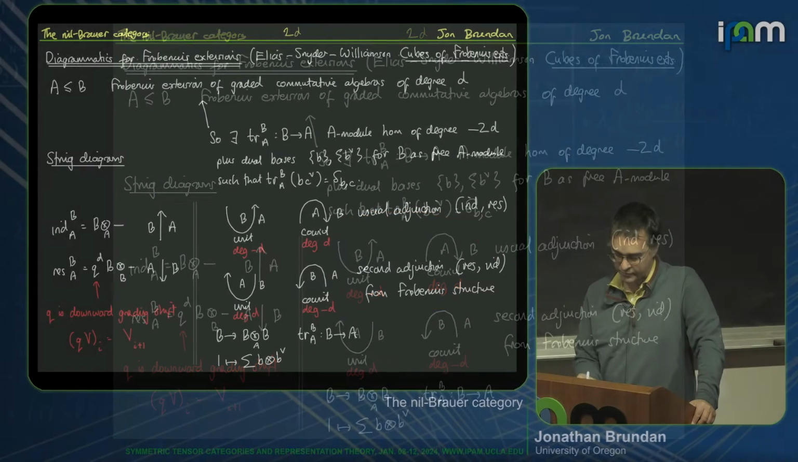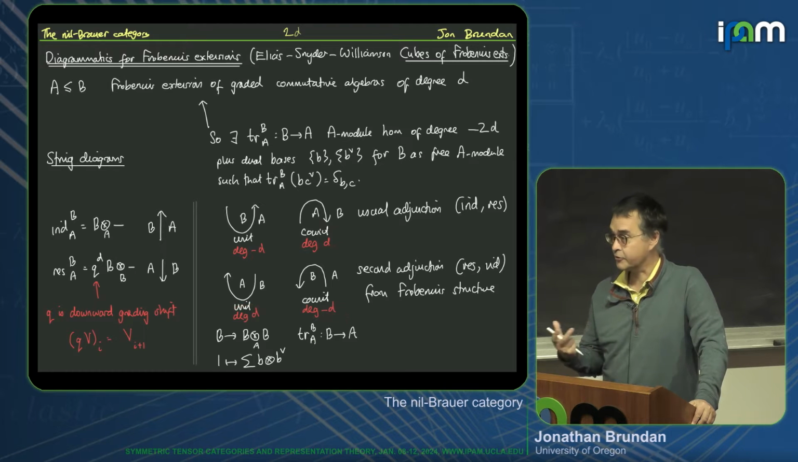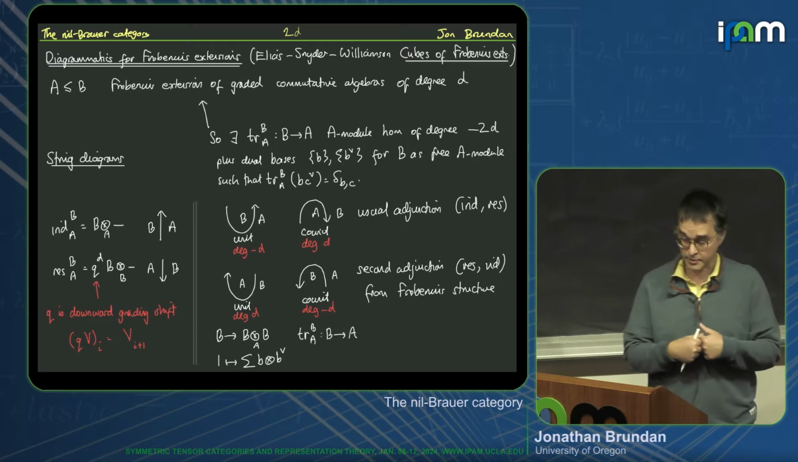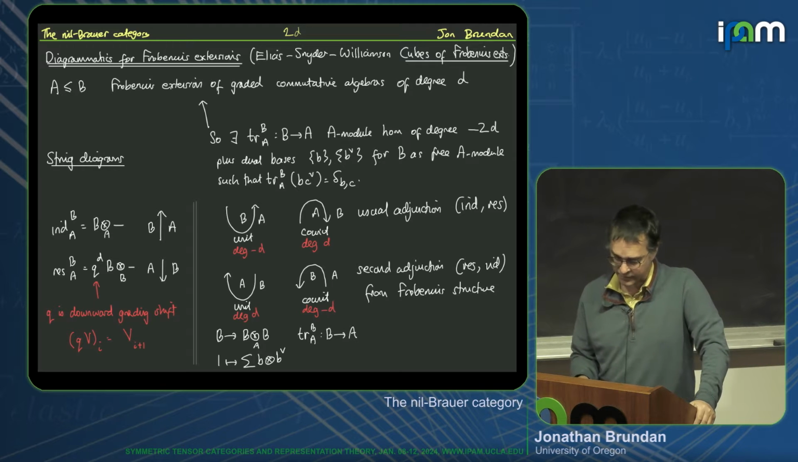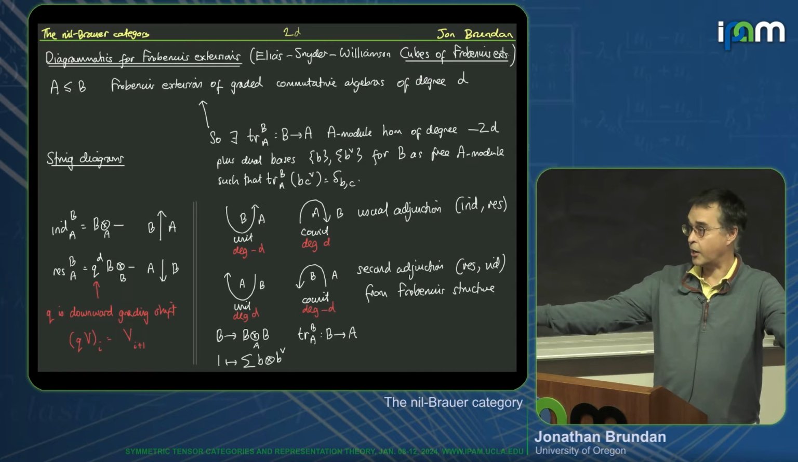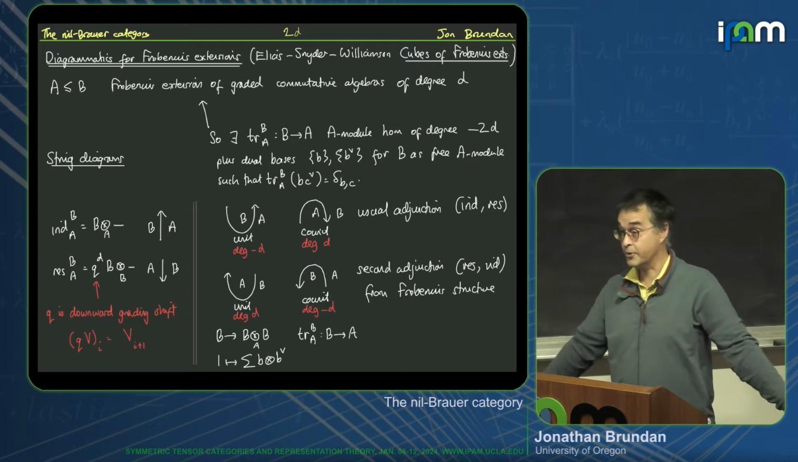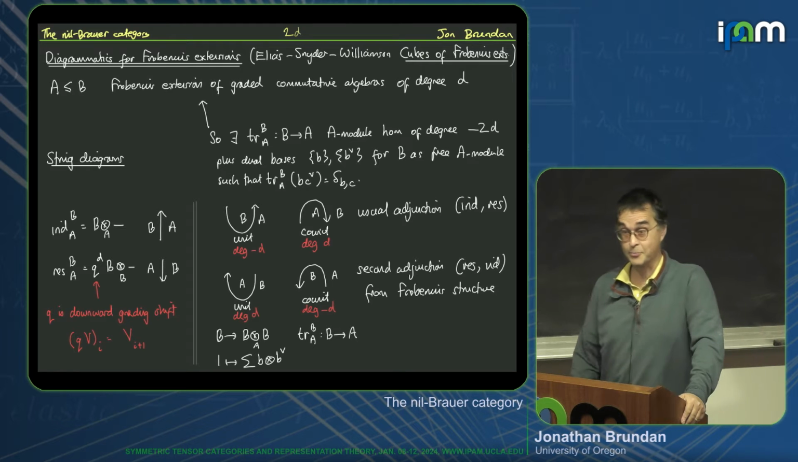So with that degree shift, the unit of the usual adjunction, so that counterclockwise cup, and that counterclockwise cap, the co-unit of the Frobenius adjunction, both become degree minus D, and the clockwise adjunction maps become degree D, and it's kind of nice to have that symmetry around. So that's the standard convention. So I'm building this string diagram calculus for working with these Frobenius extensions. I think everyone's familiar with it, but somehow there haven't been any string diagrams before.